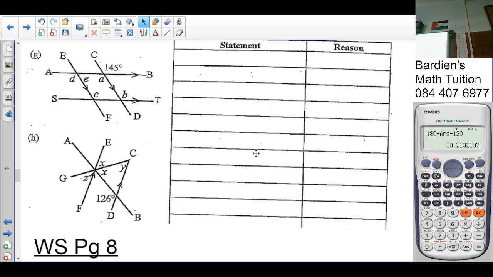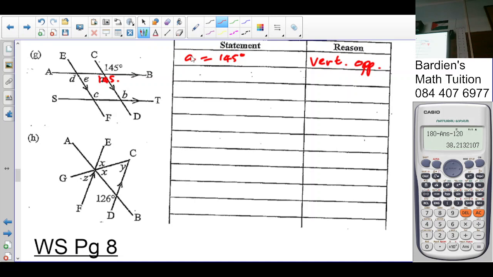Right, Blessing. You're up. What can we calculate first? A. So A is equal to what, Michael? Nice. Why? Vertical. Next one, Michael. Why? AB is parallel to ST. Yes. Or I could have said.